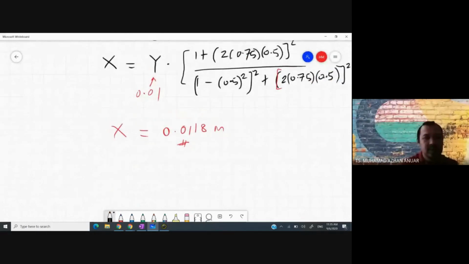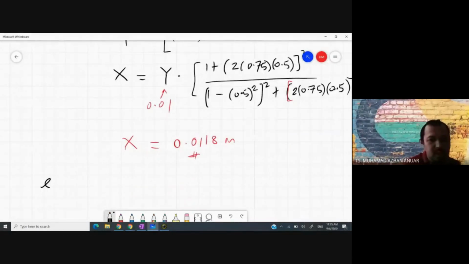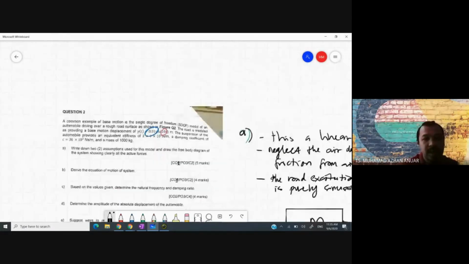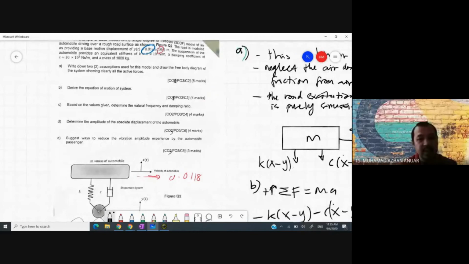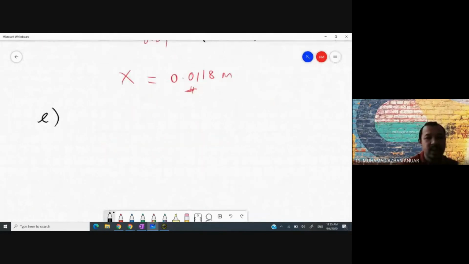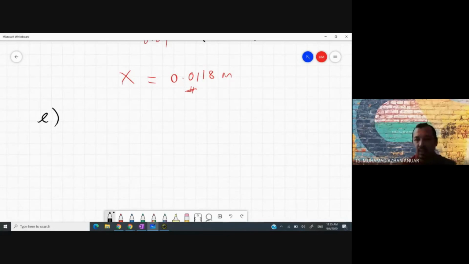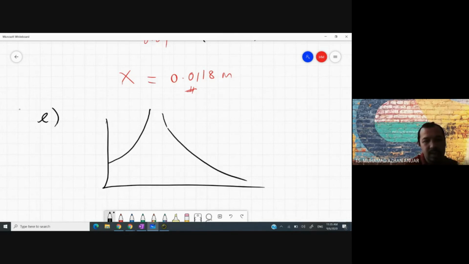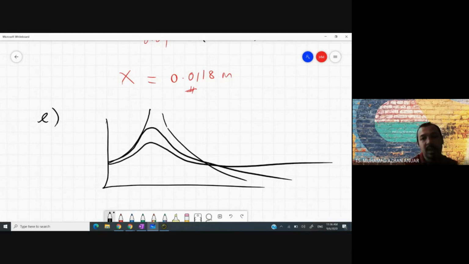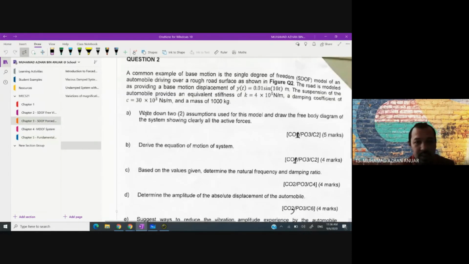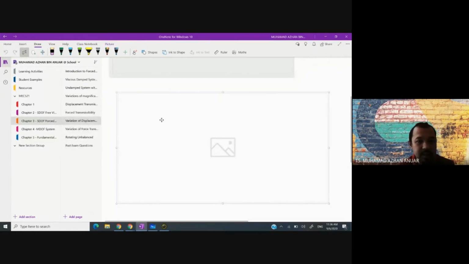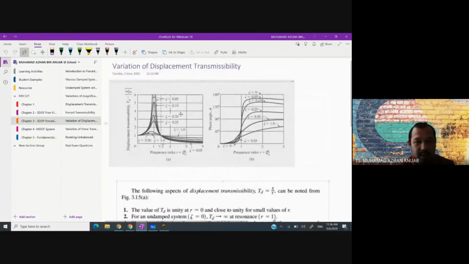So that is question D, and this is question E. Question E asks you to suggest a way to reduce the vibration amplitude experienced by the automobile passenger. So how to reduce this? You need to look at the amplitude. Sorry, I think I have to open this one. You need to look at the displacement transmissibility. You need to look at this plot.